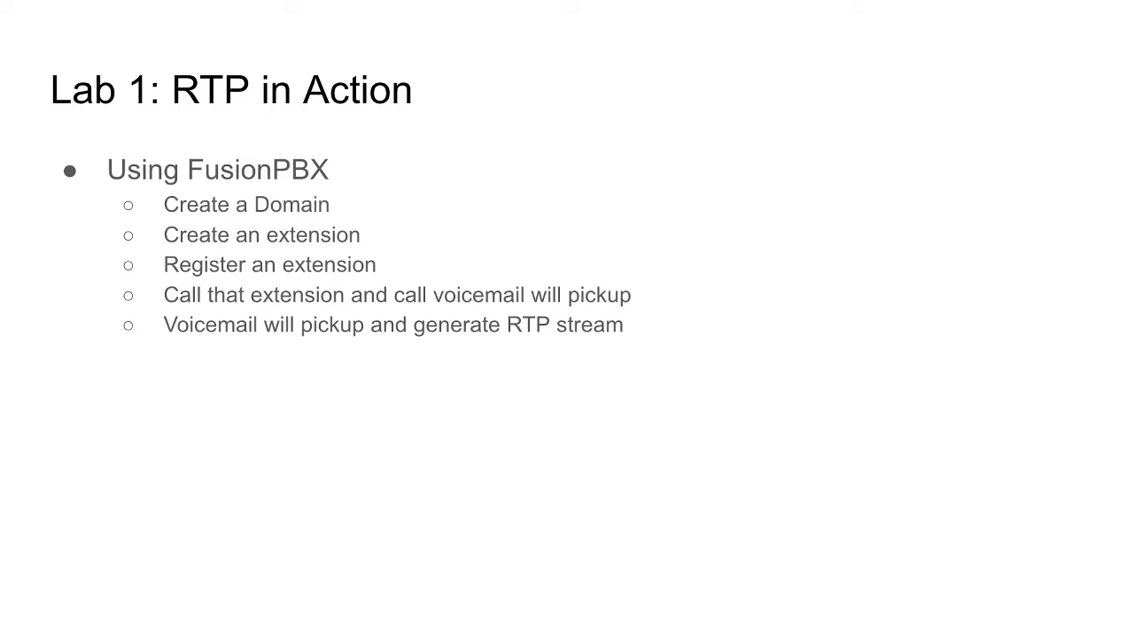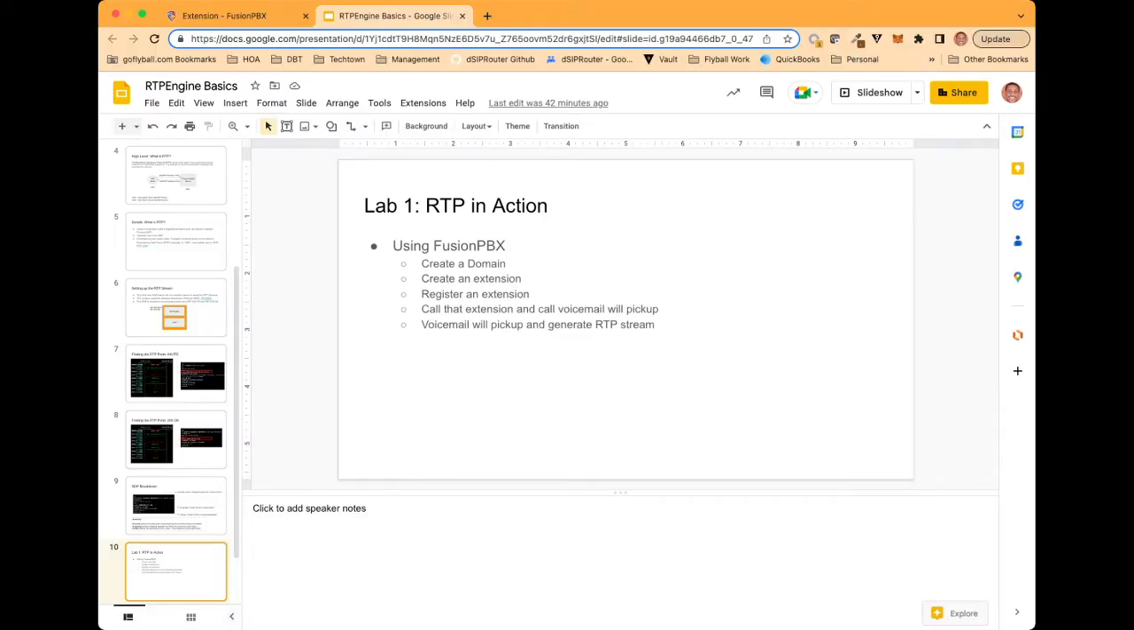So I'm going to use our Fusion PBX. I'm going to create an extension because I already created a domain. I want to register that extension, call that extension. The voicemail will pick up and generate an RTP stream, and then we'll look at it using a tool called sngrep. So let's go ahead and do it.